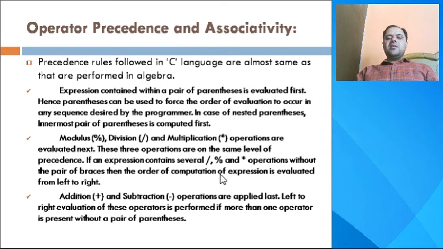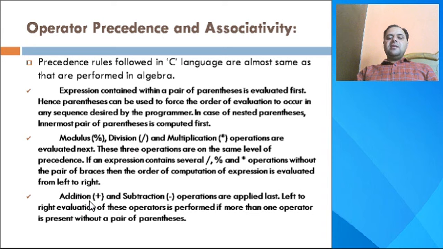These three operations are on the same level of precedence. So if an expression contains several division, modulus, and multiplication operations without a pair of braces, then the expression is evaluated from left to right. We will evaluate these expressions from left to right if they have the same precedence.